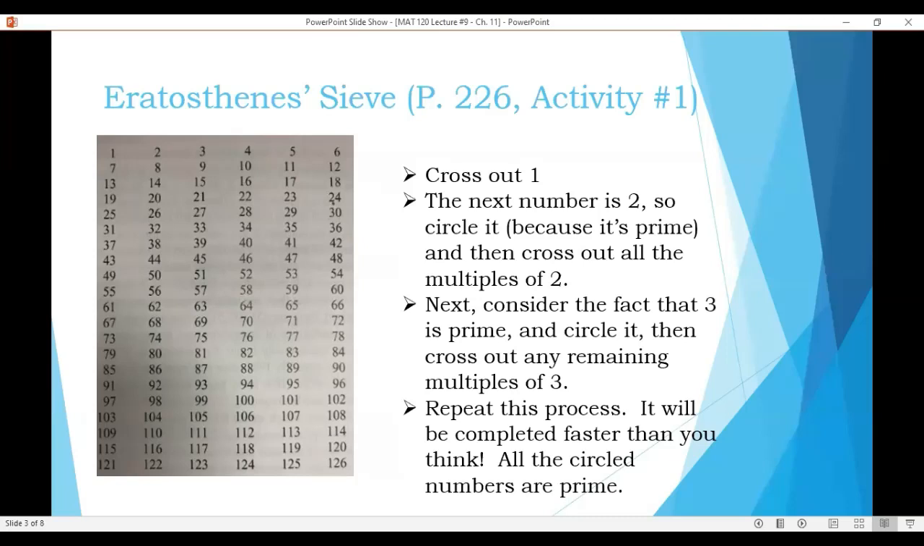And then the next thing you'll do is look at the next number that's available. So you had 1 crossed out, you have 2 being circled, and the next thing that's not being written on is the 3. So circle the 3. Now go and circle all of the multiples of 3.